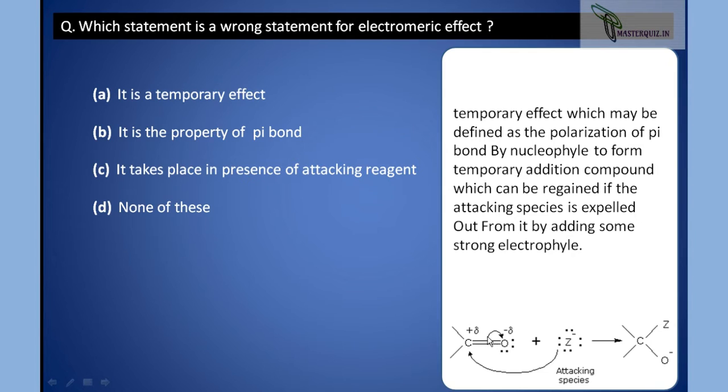It is the property of the pi bond. If pi bond is present, then only the reaction takes place. It is a temporary effect. So the first, second, third, all three statements are correct. There is no wrong statement in these options. So the answer is none of these. Right? The answer is none of these.